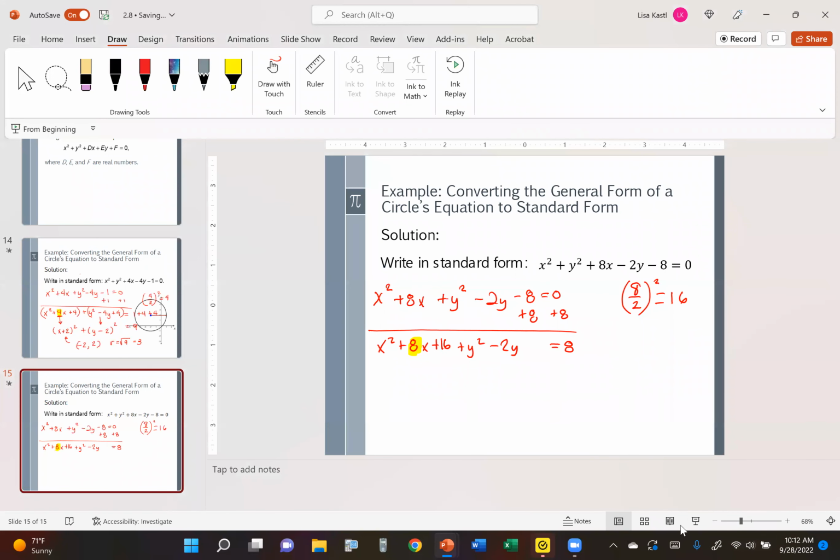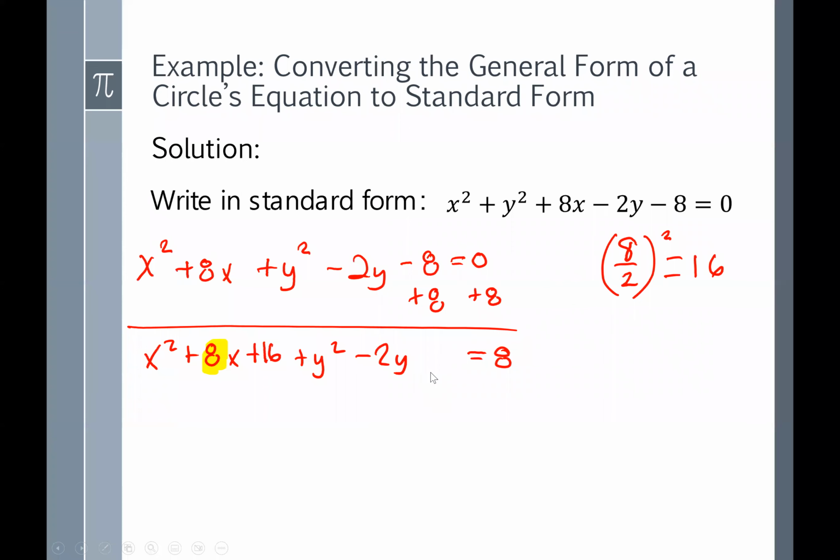And then whatever I do, oh my, I hit the wrong button. Let's start this again. All right, so whatever I do to the left-hand side, I'm going to do to the right-hand side.